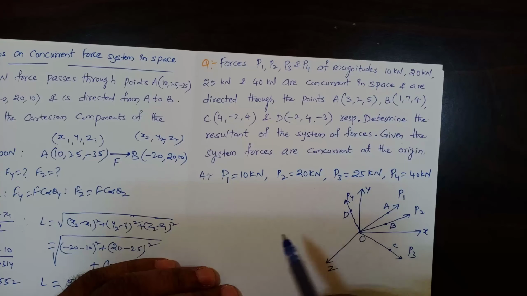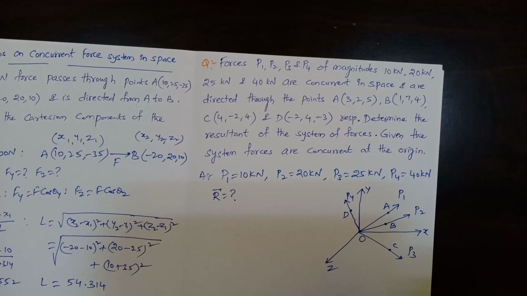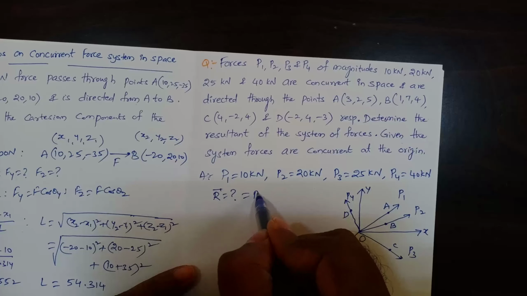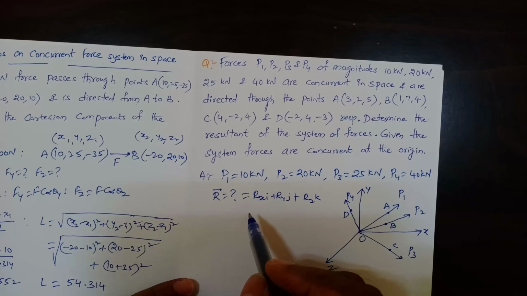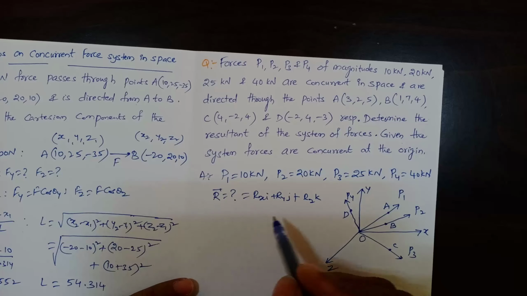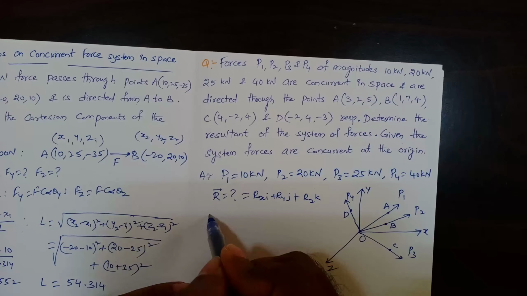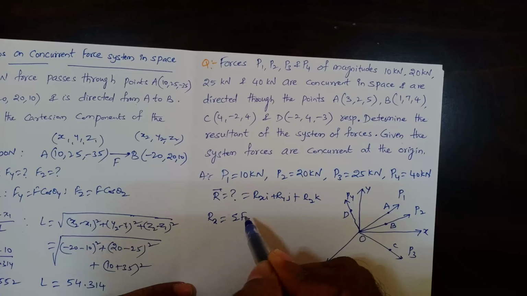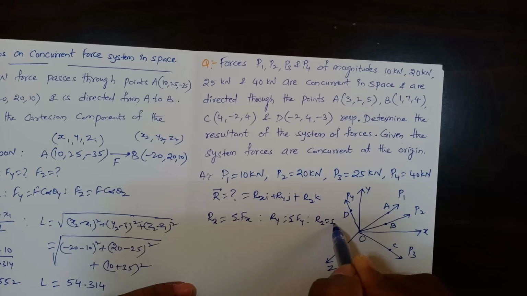We have to find out the resultant. So we need to find the R bar of this system of forces, meaning magnitude and direction. We have already seen the formula. How do we get the R bar? R bar we can write as Rx i cap, Ry j cap, Rz k cap. That is the x component of the resultant force Rx, the y component Ry, and the z component Rz. Rx is equal to sigma Fx, Ry is equal to sigma Fy, and Rz is equal to sigma Fz.